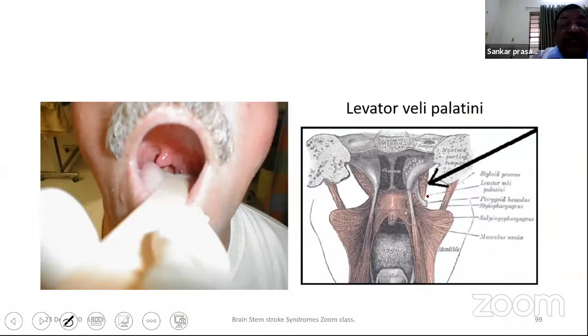Here there is a deviation of the uvula. When you examine the cranial nerves, you have to ask him to open the mouth and see the position of the uvula, whether it is in the central region or deviated to one side. Here it is deviated to one side because the levator veli palatini muscle is paralyzed. So the uvula is pulled to the contralateral side, so it is deviated to the healthy side. The uvula is deviated to the healthy side whenever there is a palsy of levator veli palatini.